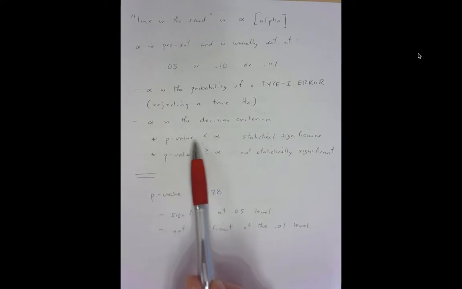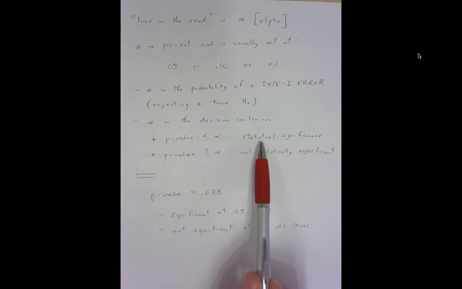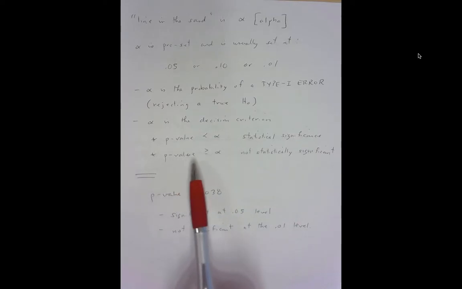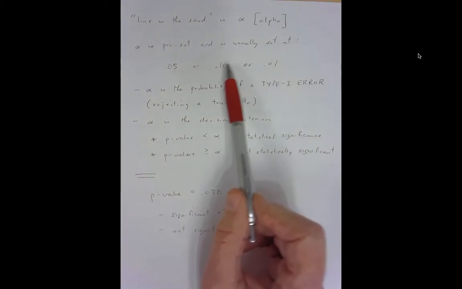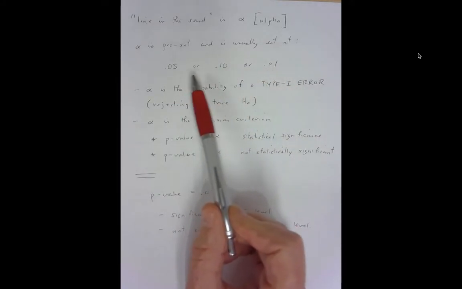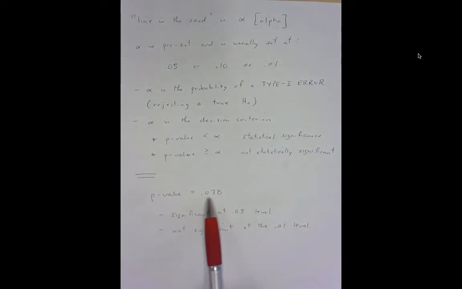If our p-value is less than alpha, we have statistical significance. If our p-value is greater than or equal to alpha, we do not have statistical significance. So guys, looking at these criteria up here, these preset values of alpha, if we get a p-value of 0.038, then we are significant at the 0.05 level because 0.038 is less than 0.05, but we're not significant at the 0.01 level because 0.038 is higher than 0.01.